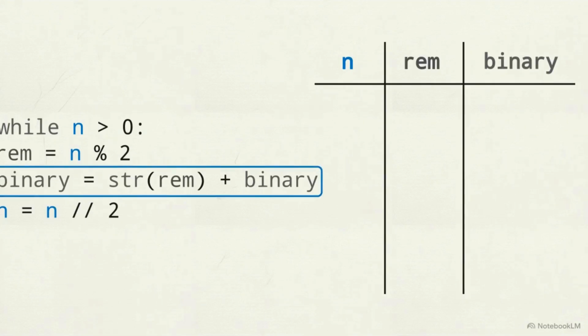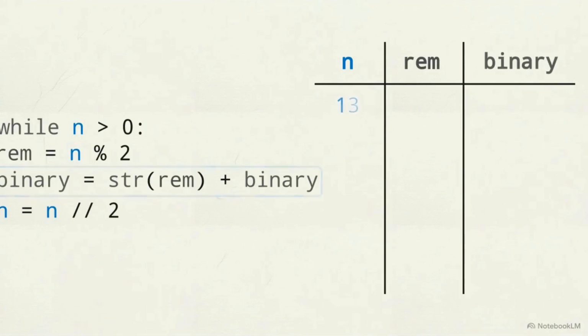Pay close attention to this specific line. Binary equals remainder plus binary. By appending the new remainder to the front of our existing string, the code automatically solves the issue of having to read the sequence backwards later. Let's dry run this starting with 13.